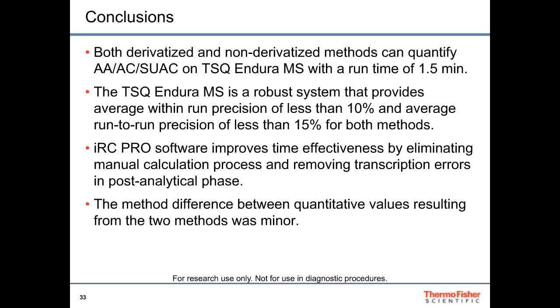Yeah, depending on the analytes, derivatization method increases the signal by anywhere from 3 to 40 times compared to non-derivatized methods. Derivatization methods would be the better choice if you have a mass spectrometer that is not as sensitive as some of the newer mass spectrometers. The Thermo Scientific TSQ Endura MS is sensitive enough for either derivatization or non-derivatization methods.